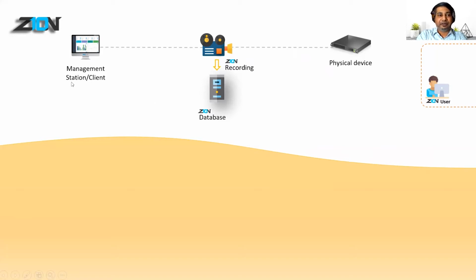So what you can see here in this particular workflow is that you have a management session or a client, you have a physical device, and then you have the Xeon recording engine that is sitting in between those two, very similar to a man in the middle or a proxy agent that is sitting between the two. Whenever there is a Xeon user who's making a recording request, it starts capturing the request that is going from the management client onto the physical device, and then it is stored in the Xeon database.